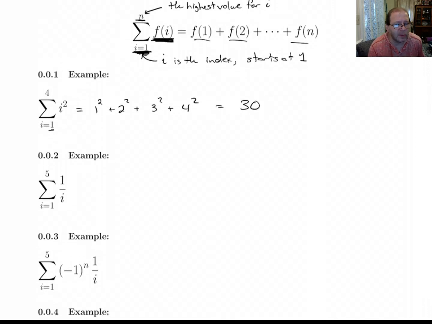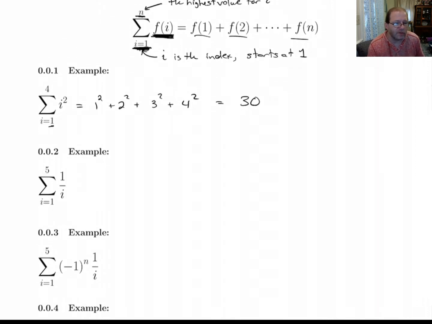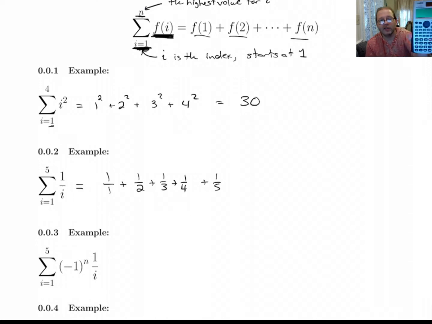All right, another example. We're going to go from 1 to 5, and on this one, we're adding up 1 over I. So the first thing is going to be 1 over 1, then plus a half, plus a third, plus a fourth, plus a fifth, and we'll add that up and see what we get. Now we could get a common denominator, or we could take the easy way out and stick it in a calculator that'll do fractions. So 1 plus a half, plus a third, plus a fourth, plus a fifth, 137 over 60.